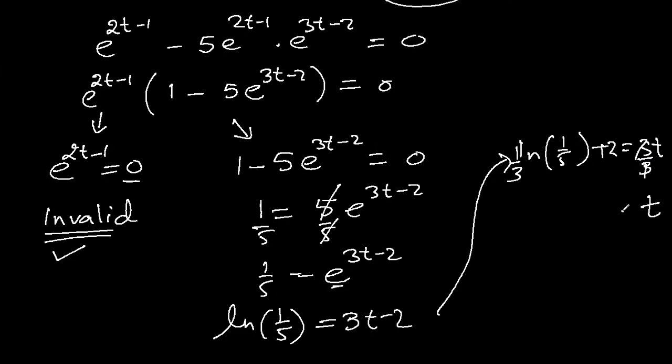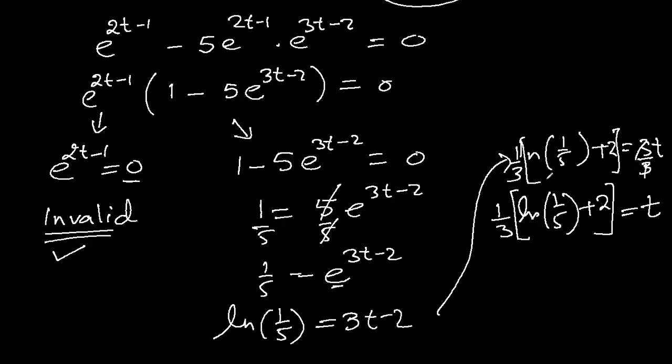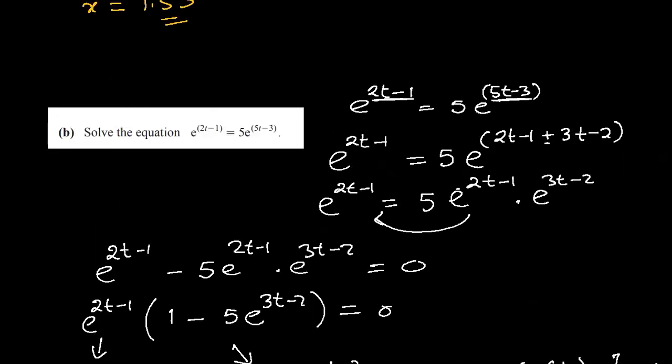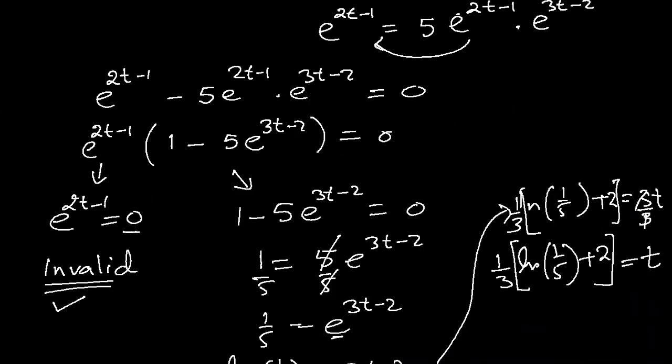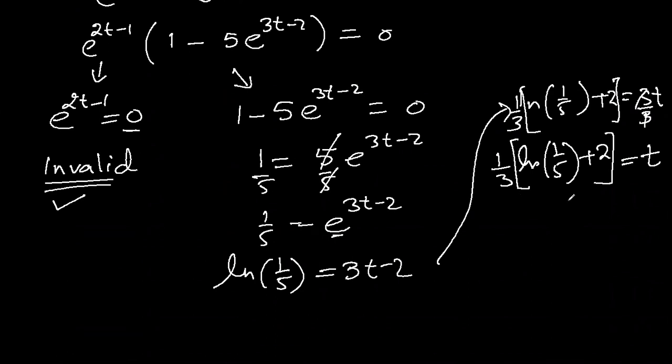So t equal to 1 over 3 ln, and 1 over 3 is with the whole of it, ln 1 over 5 plus 2. Okay, this should be here as well. So, have they asked us to find the answer in exact form? No, they have not. So we can find the decimal also. Just put this in your calculator and you'll get the values of t. One I got was 0.13.